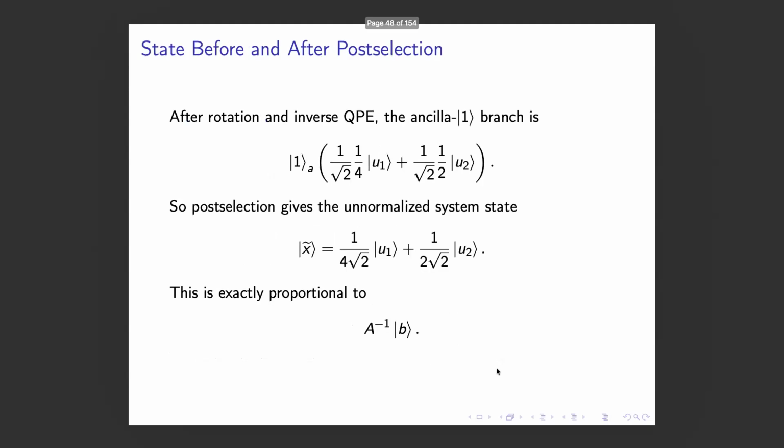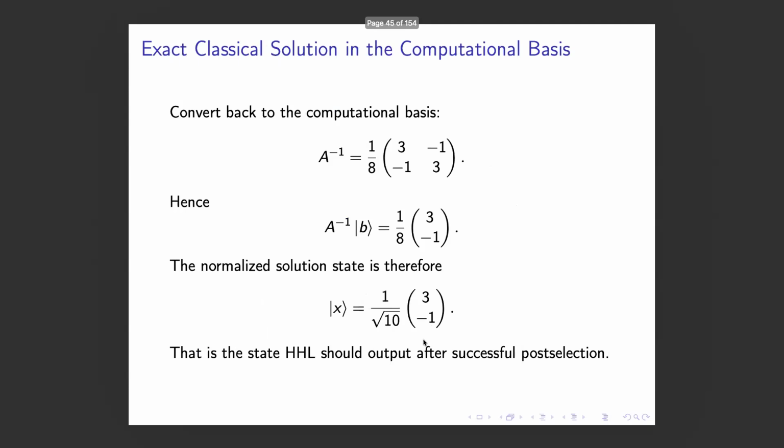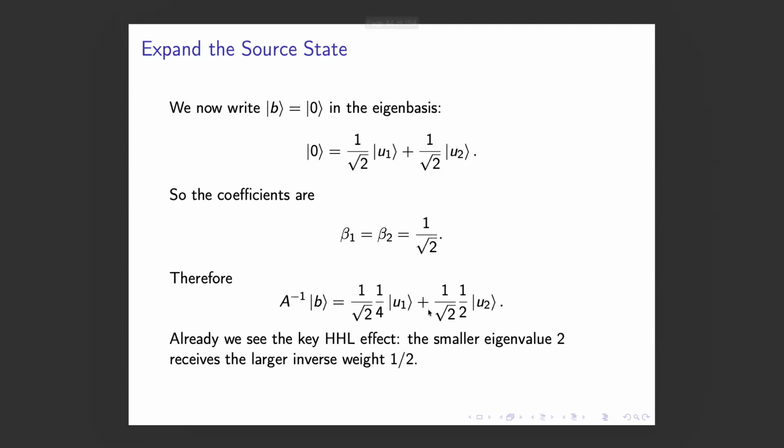So when you have that, after rotation and inverse QPE, the ancilla 1 branch is equal to this one. When you do the post selection and you project out, every time you measure 1, then you accumulate. So you do a given number of shots. And then you get this state here, which is exactly proportional to the inverse times B. If I go back and look at the calculations I did by hand, this is what I did by hand.